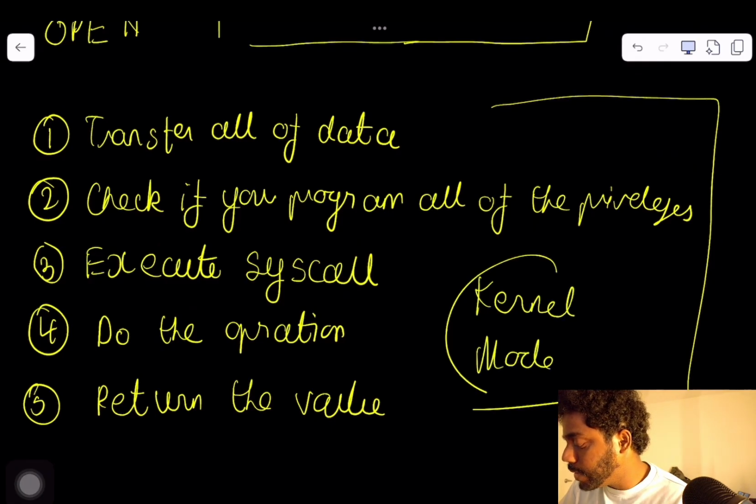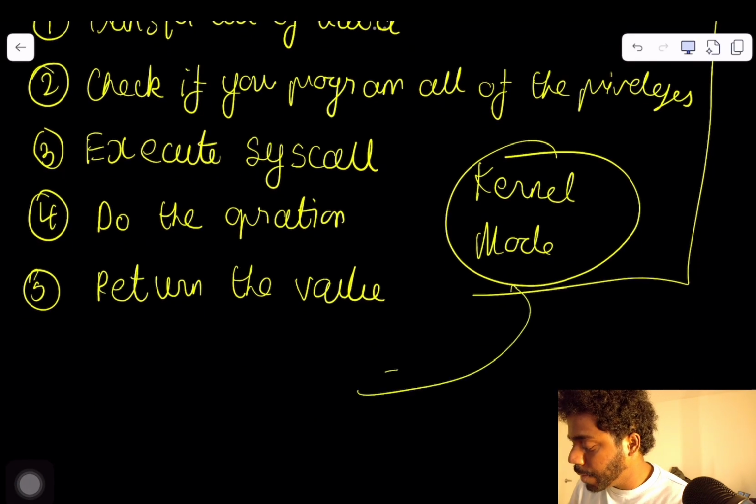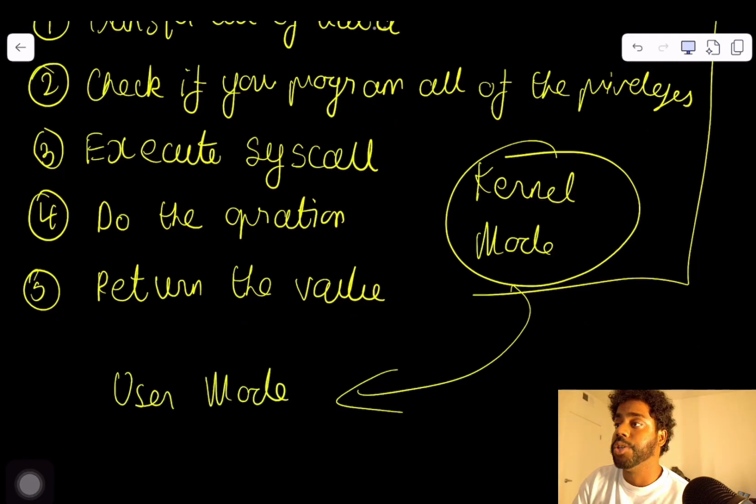Once the kernel mode execution is done, it will say, hey program, here, go back, transfer to the user mode and continue the execution of the program.